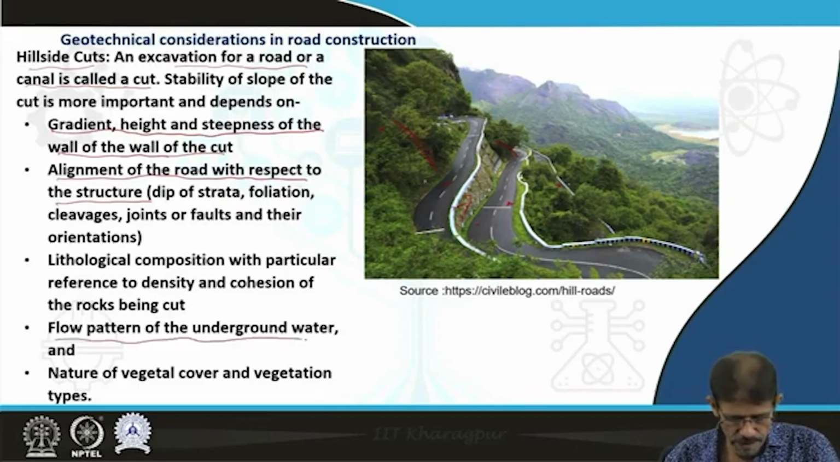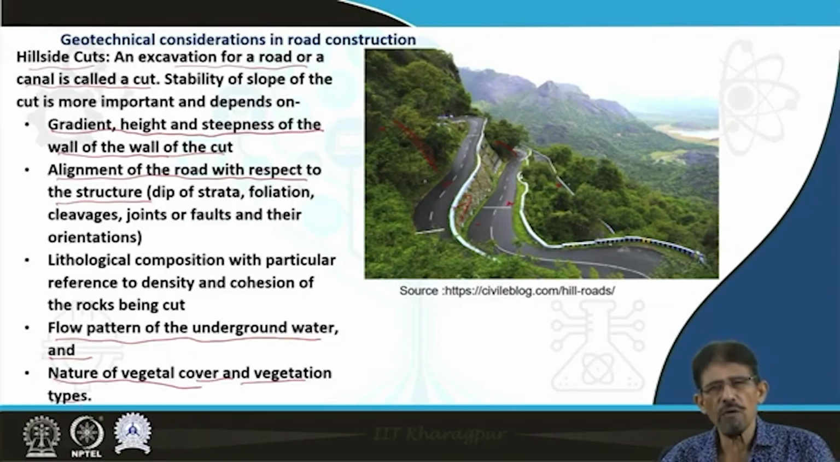Flow pattern of the underground water and surface water, nature of vegetal cover and vegetation type, to see the stability status of the cut slope with respect to time in future after construction of the road. Because during construction of the road, for getting the side plane we are going to involve drilling and blasting for fragmentation of rocks, creating a lot of disturbance in strata. So therefore we should be careful about the stability of the slope exposed nearby the road.